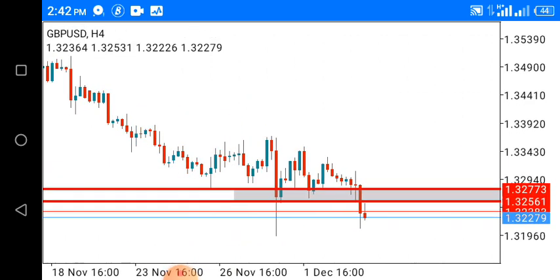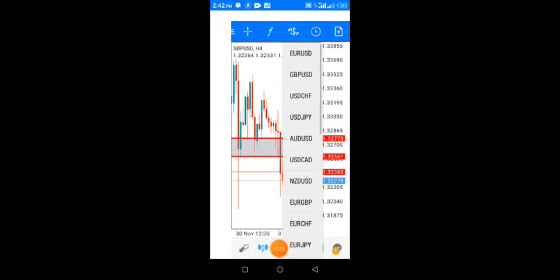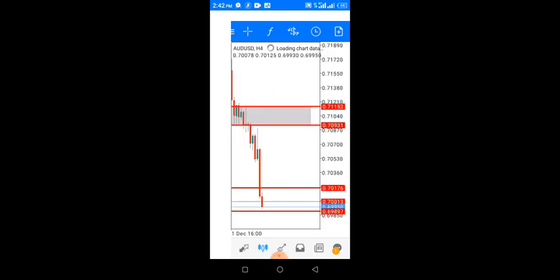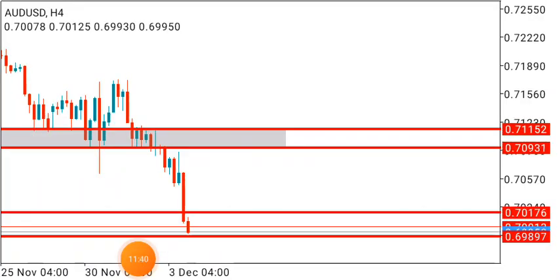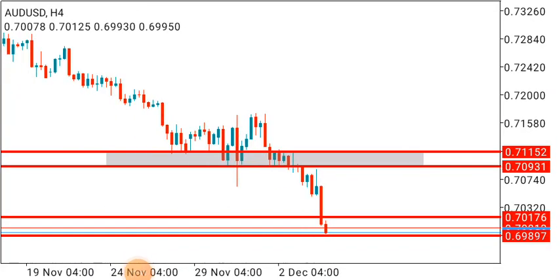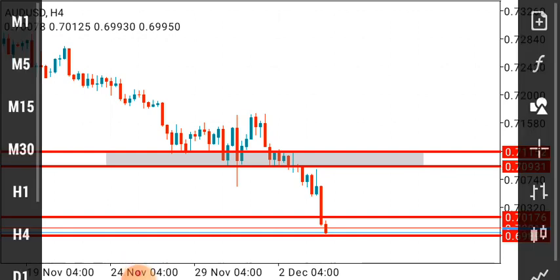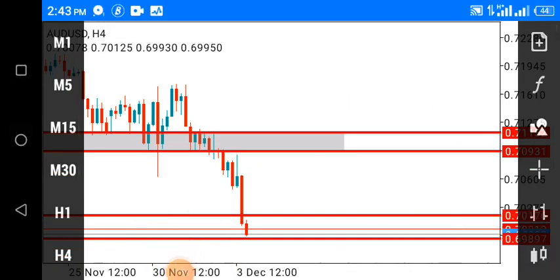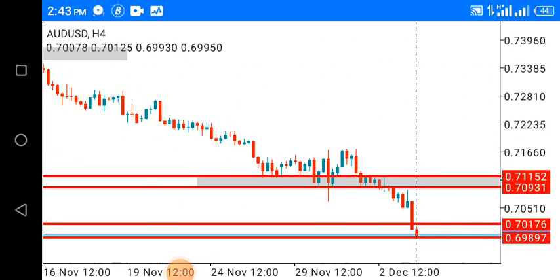So I have another and the last pair here that I'm going to show to us, which is, which pair is that? AUD USD, sorry about that. This one, I'm actually looking for a counter trend move here. Because look at this area, sorry about that, guys. This area has just been broken.